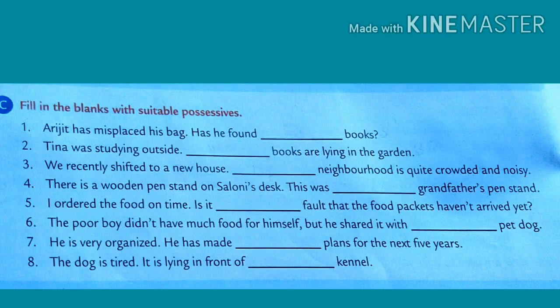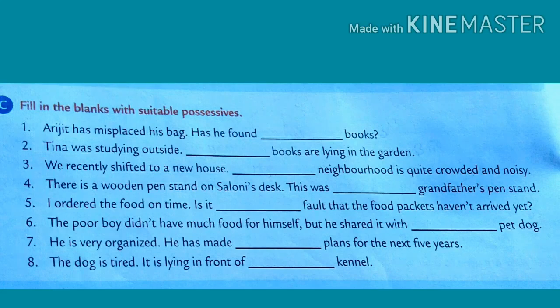Third sentence. We recently shifted to a new house. Dash neighborhood is quite crowded and noisy. We means our family, my family. Here, the word includes me. So what is the possessive form of I? My. My neighborhood is quite crowded and noisy.